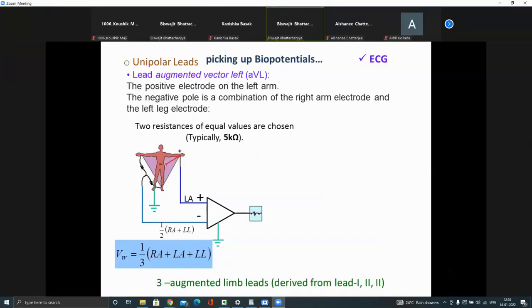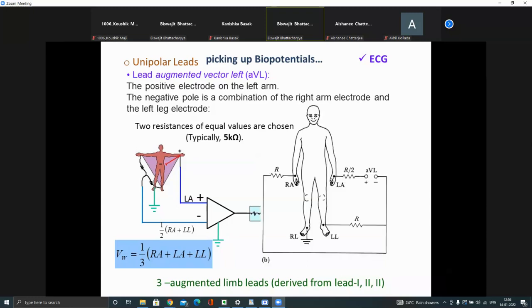Let's start again. So we were about to explain AVL, augmented vector left. Here the connection is something like that. RA plus LL, half of that will be subtracted from VLA. So VLA minus half of RA plus LL.